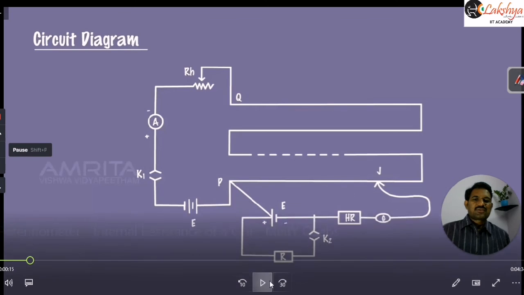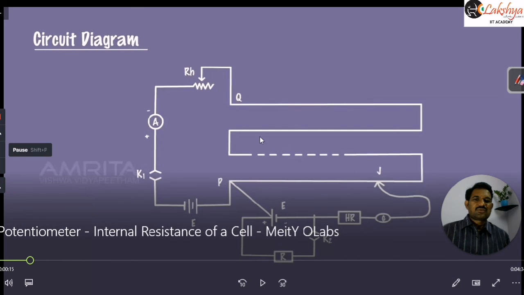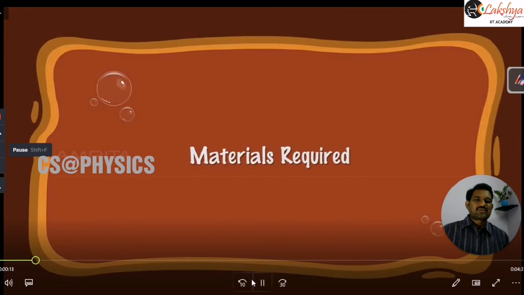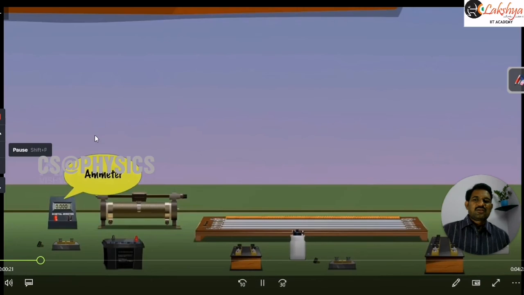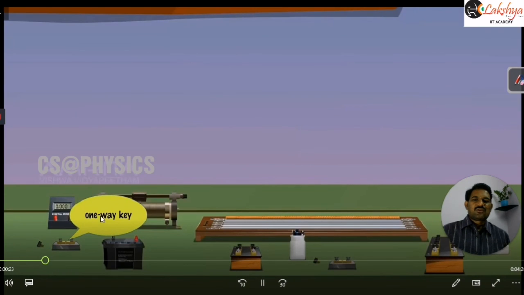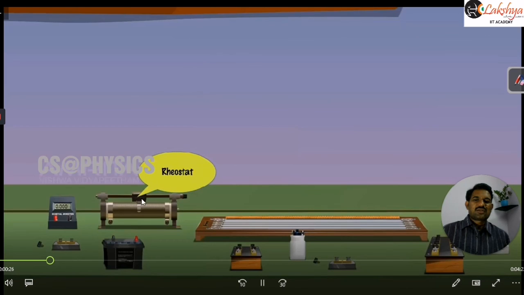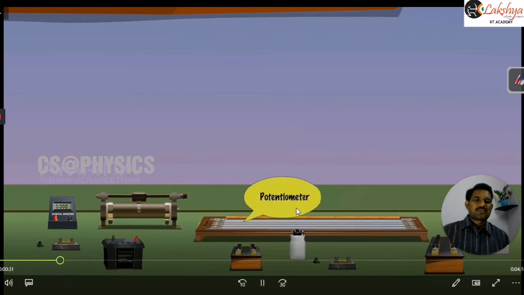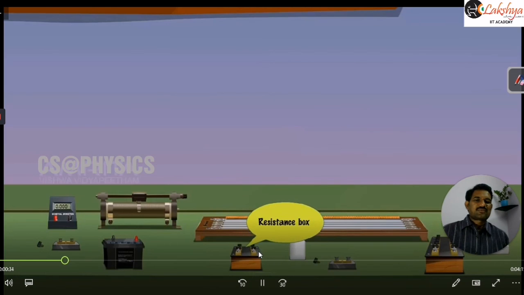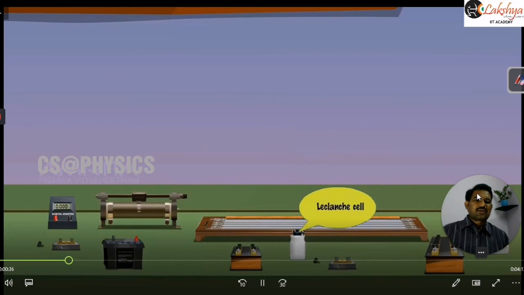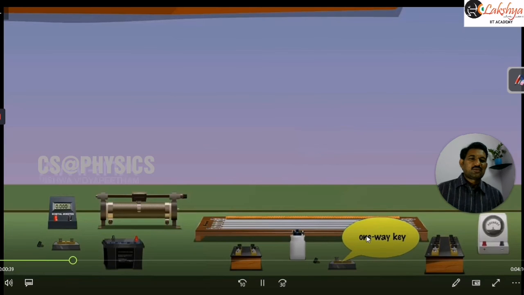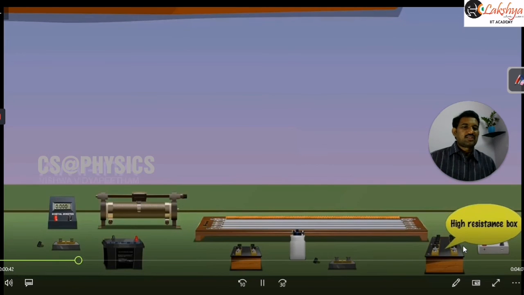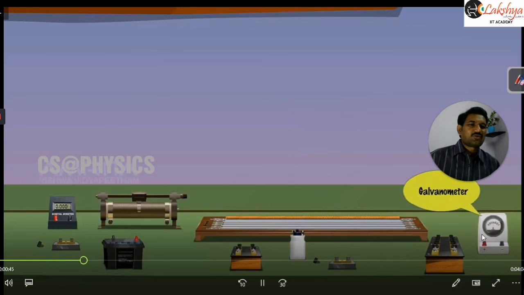As we discussed, this is the circuit diagram. This is a potentiometer, and this is a cell and an external resistance we are connecting here across that by using a key. Now let us see the materials required: a one-way key, rheostat, digital ammeter, and battery. This is the battery in the primary circuit, this is the potentiometer, a resistance box, and this is another cell, a Leclanche cell, and this is a one-way key, and this is another high resistance box in series with the galvanometer, and this is the galvanometer here, right?